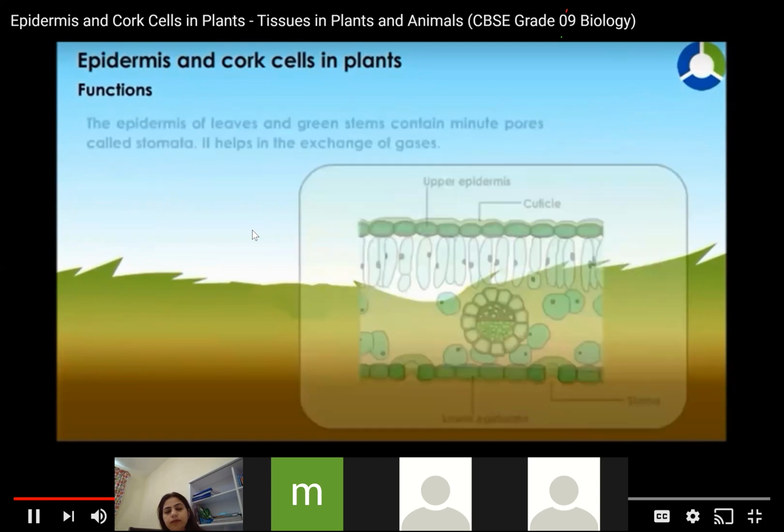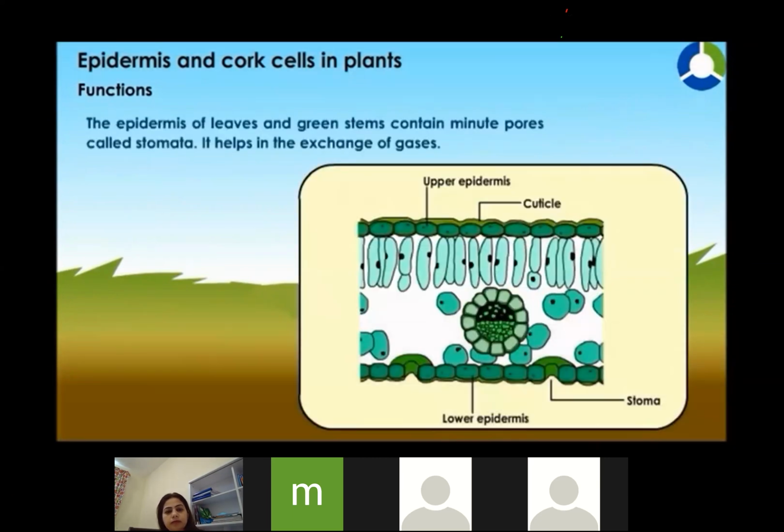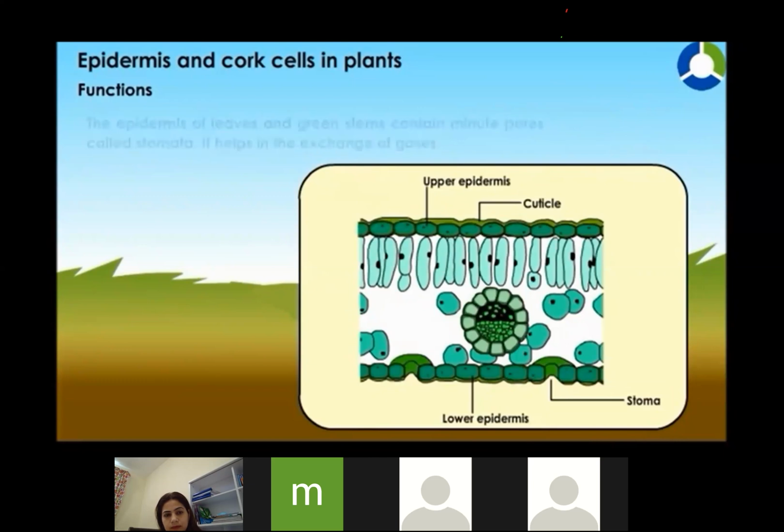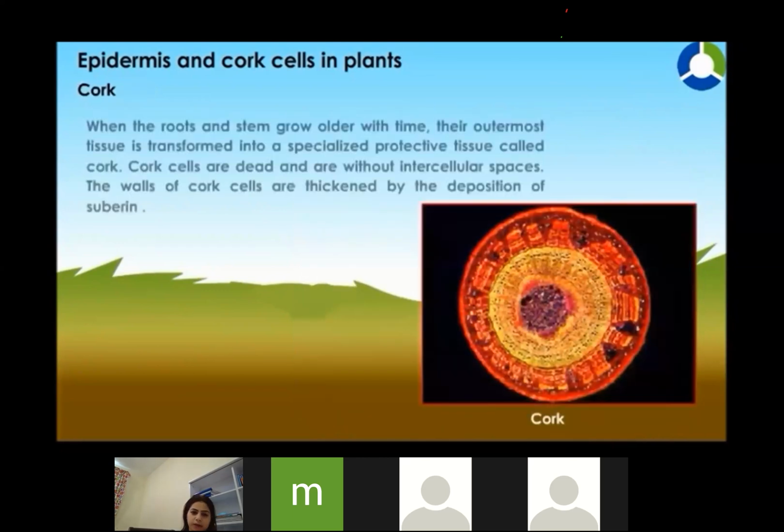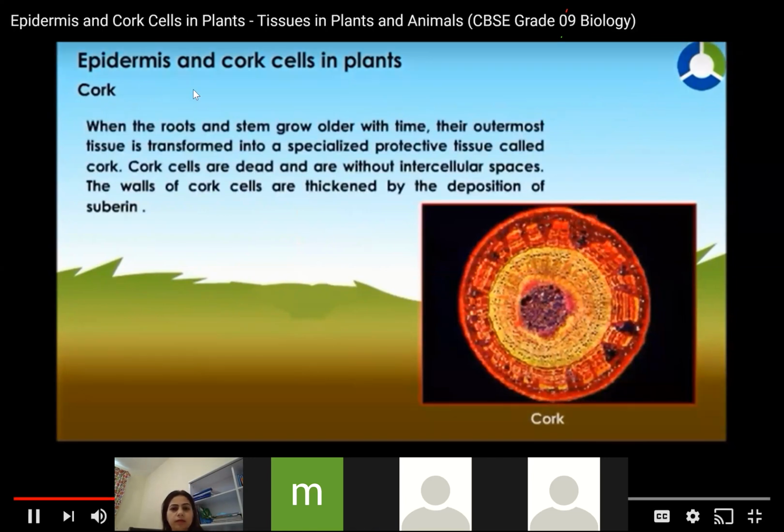The epidermis of leaves and green stems contains minute pores called stomata, which help in the exchange of gases. Glandular hairs of epidermis protect plants from herbivorous animals. Cork. When the roots and stems grow older with time, their outermost tissue is transformed into a specialized protective tissue called cork.